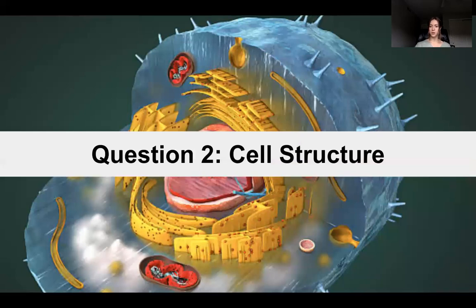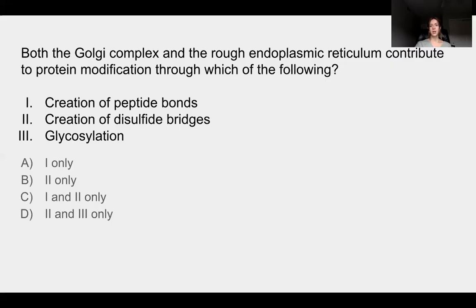All right, question 2, more cell structure. Both the Golgi complex and the rough ER contribute to protein modification through which of the following? Creation of peptide bonds, creation of disulfide bridges, and glycosylation. So again, this is our Roman numeral style question. I would encourage you to find which number appears in exactly 2 of the answers. And if you know if that's true or false, you're able to get rid of half of your answers just from that one Roman numeral. So take a minute here and pause the video and answer your question.